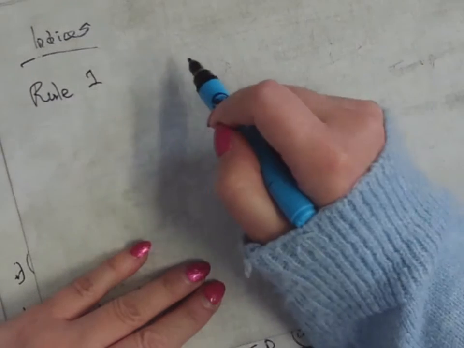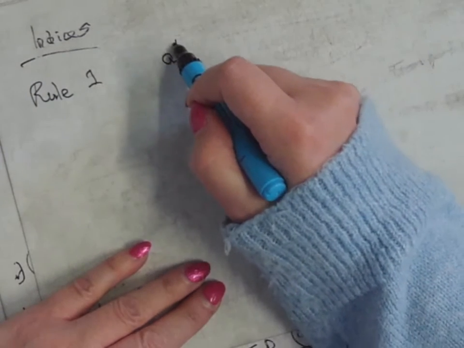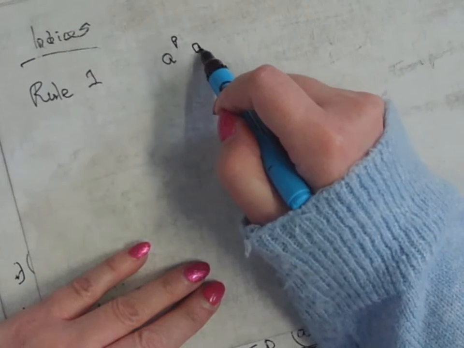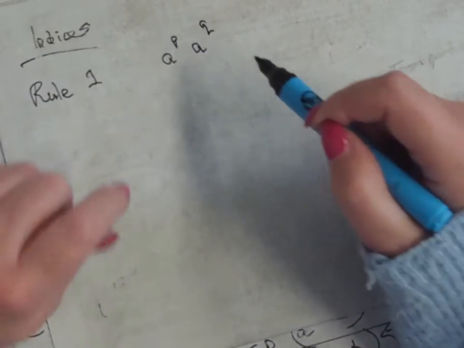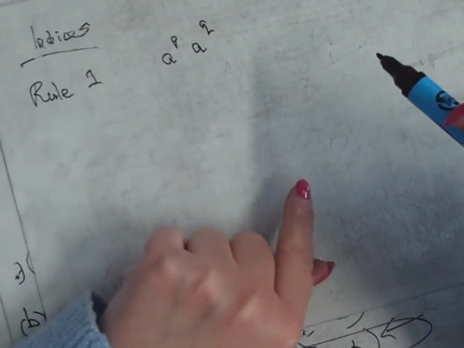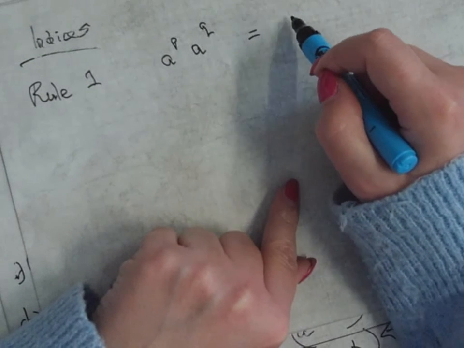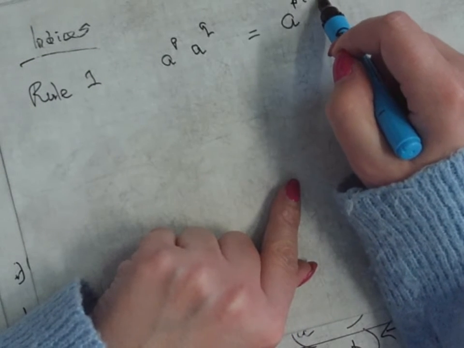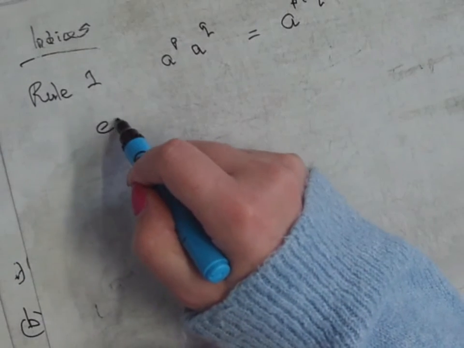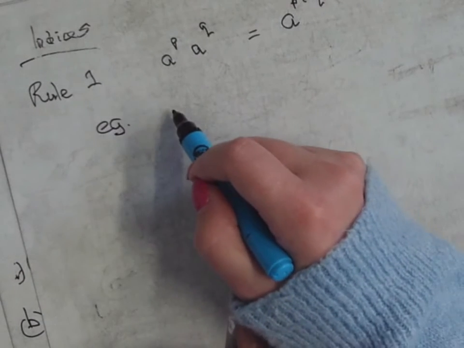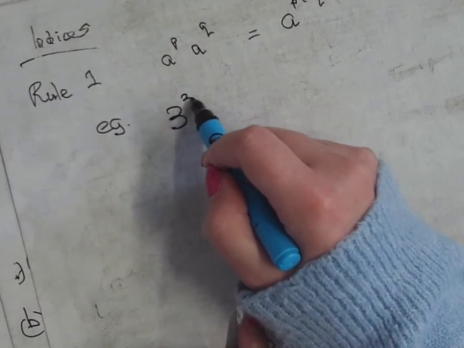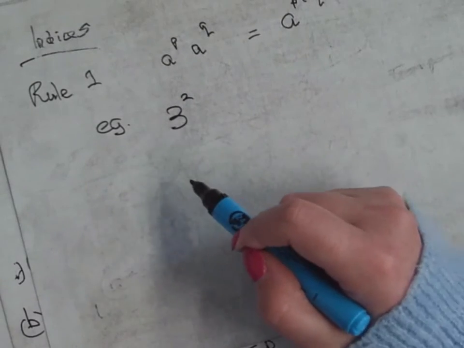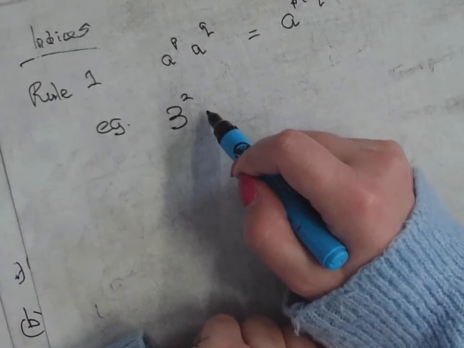As it's written in the log tables, a to the power of p multiplied by a to the power of q is a to the power of p plus q. Example: if I have 3 to the power of 2, and I'm just going to use a dot for multiply, if that's okay.